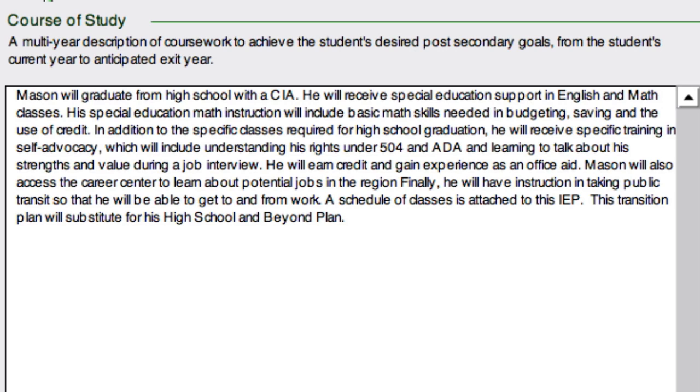Mason will also access the Career Center to learn about potential jobs in the region. Finally, he will have instruction in taking public transit so that he will be able to get to and from work. A schedule of classes is attached to this IEP. This transition plan will substitute for his high school and beyond plan.